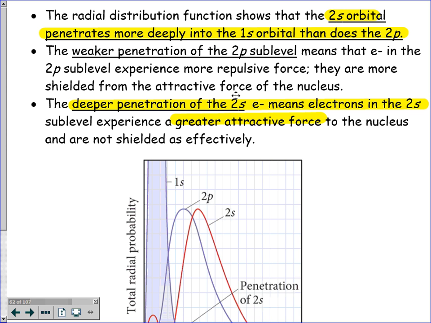So again, nuclear penetration. The 1s orbital is going to undergo more nuclear penetration than the 2p. So the 2p sublevel is less strongly attracted to the nucleus. So that's going to come into play when we start talking about taking electrons from 2p. Same thing for 2s. 2s electrons can undergo nuclear penetration, just less than the 1s because 1s is smaller. So closer to nucleus, more nuclear penetration.